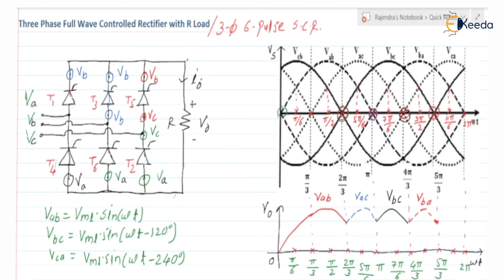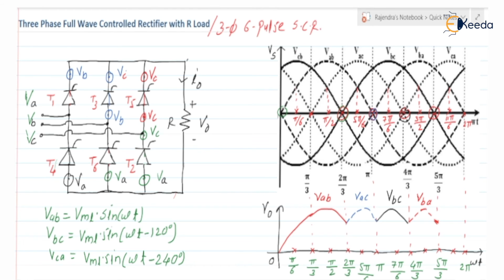So let us discuss. Once T5 turns on, what will happen to thyristor T3? This is VC. T5 is in the on state means this voltage should be VC, so here it is VC. If this is VC, the voltage appearing here is equal to VC. So what is the voltage across T3? It is VB minus VC, that is VBC.